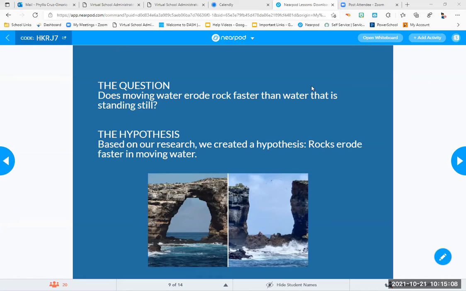Siddharth? And why? Moving water, because it crashes to the rock. If it's still, it doesn't crash. That's right. Very nice. Wonderful job. And how about Brooklyn? Did you have something you want to share? A thought you want to share about it? Yes. Go ahead. The fast water, it could break the rocks, pieces of it.